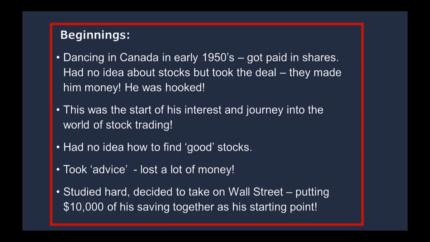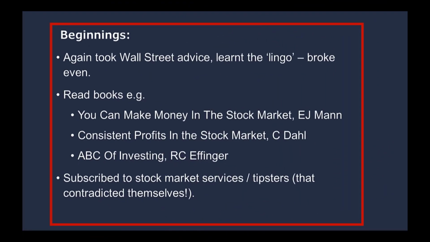But he lost a lot of money by doing that, so he then decided to study even harder and wanted to take on Wall Street, and he put together $10,000 worth of savings as his initial starting pot and venture into the world of trading. So he went straight to the heart of the matter, and instead of taking regional advice, he then took Wall Street advice. He wanted to learn the lingo, and he was doing okay, and he broke even at best.